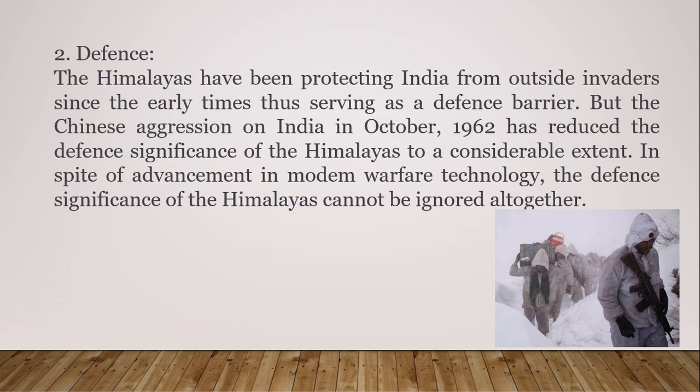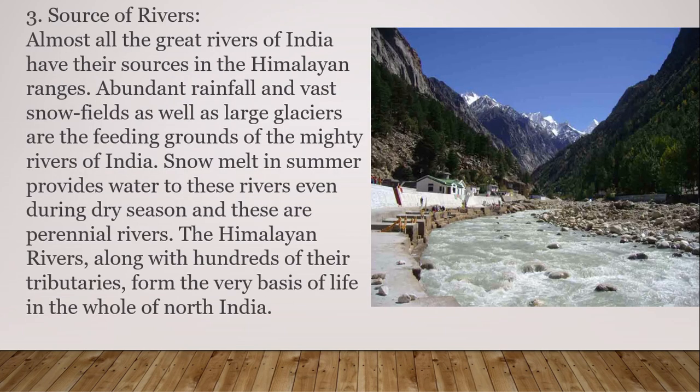So we'll see the third point, the importance of Himalayas. Third one, source of rivers. All the great rivers of India have their sources in the Himalayan ranges. Abundant rainfall and vast snowfields as well as large glaciers are the feeding grounds of the mighty rivers of India. Snow melt in summer provides water to these rivers even during dry season, and these are perennial rivers.